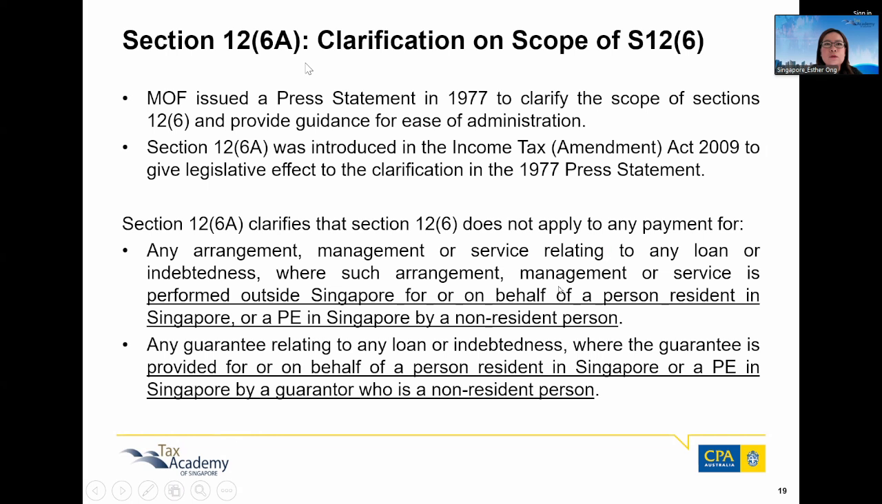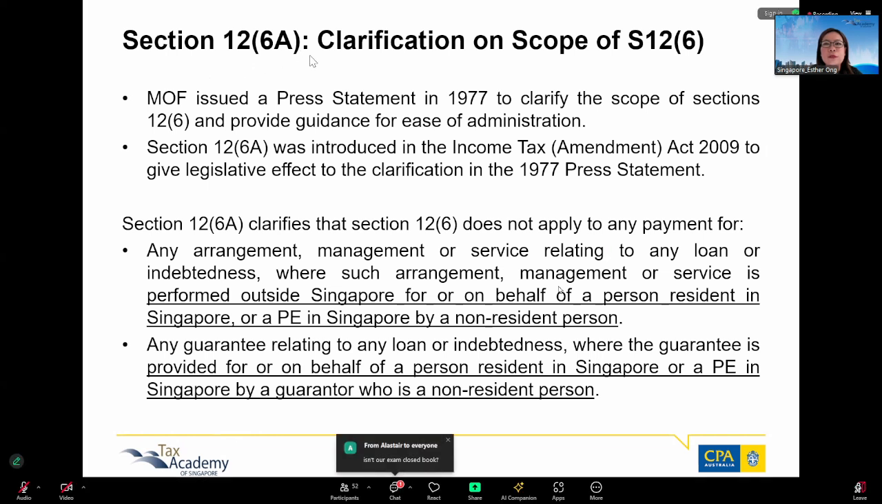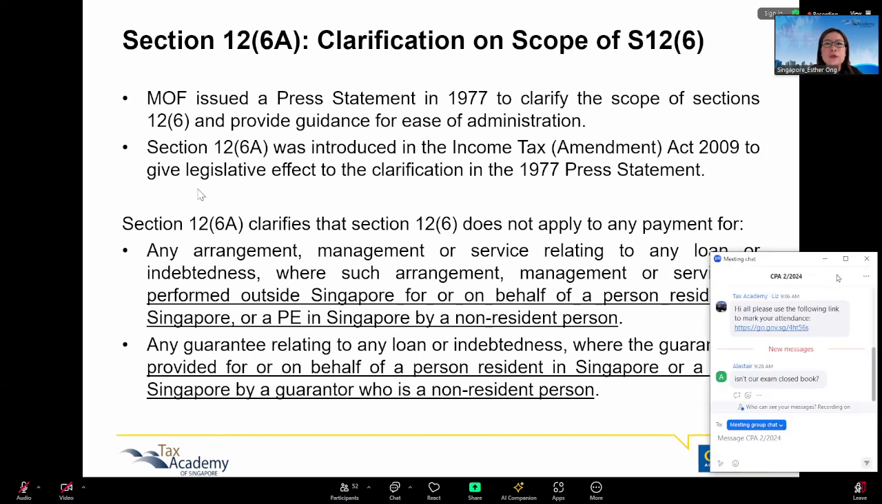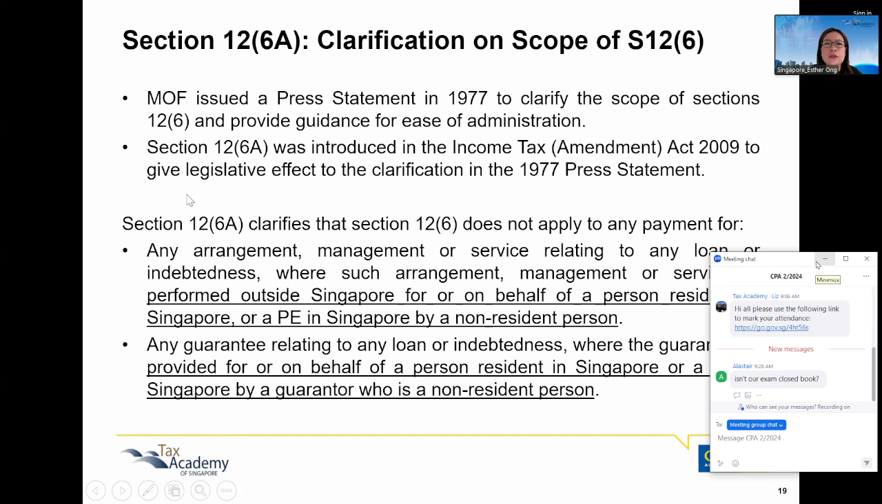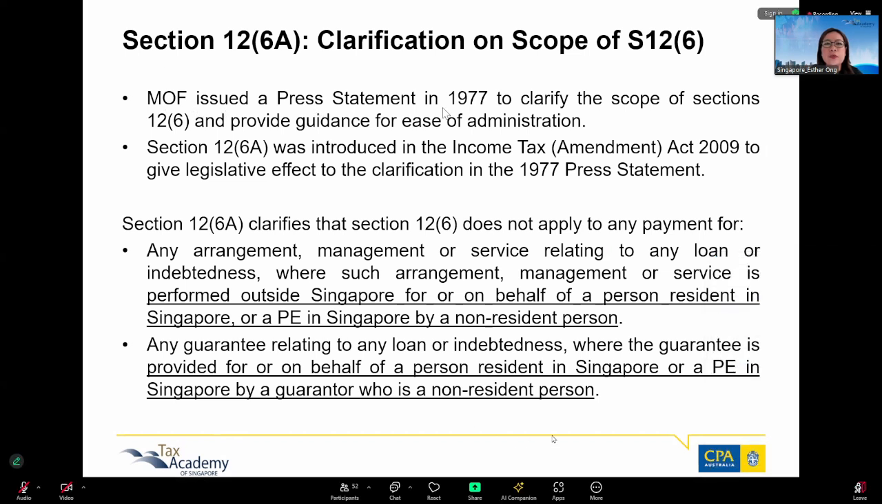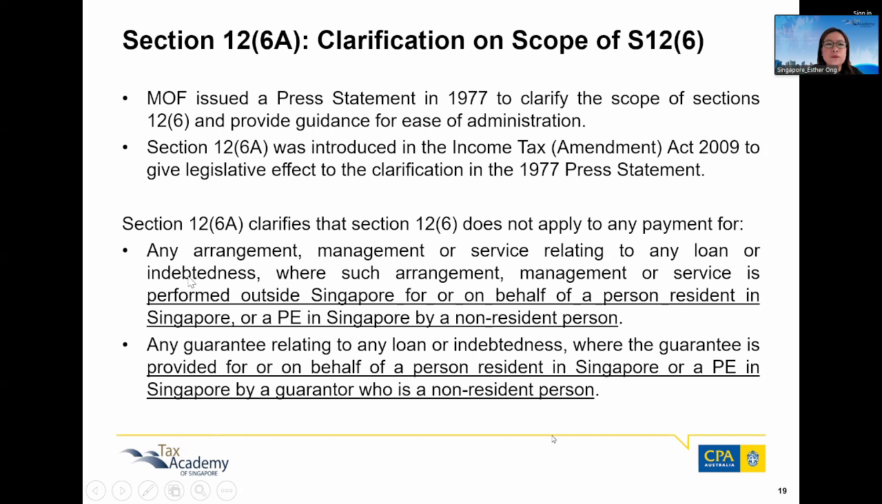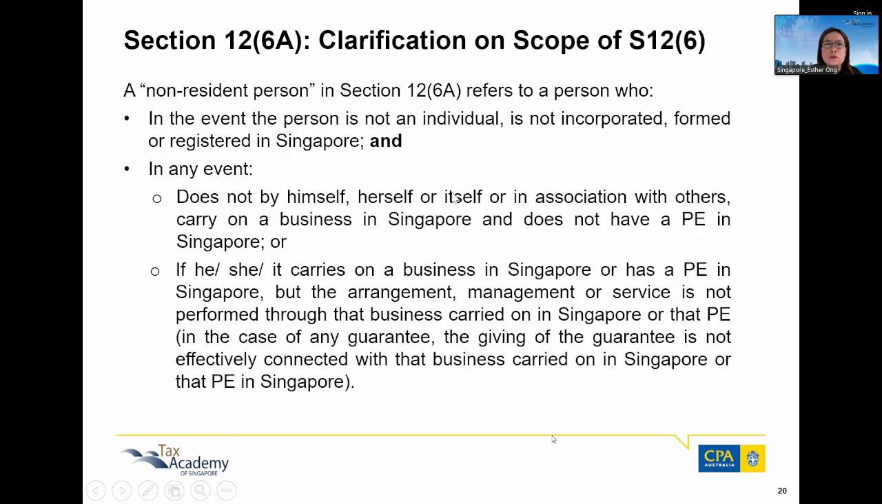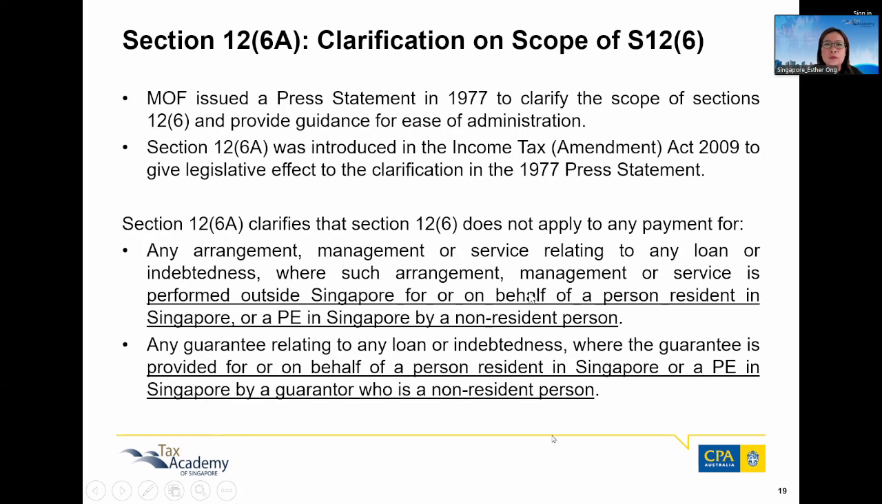There's also a provision, section 12.6A, which clarifies further on the scope of section 12.6. Basically, this was to legislate what was issued in the past by the Ministry of Finance, MOF, in a press statement in 1977 to clarify the scope of section 6. What is clarified is that services which are performed outside Singapore will not be subject to withholding tax in Singapore.